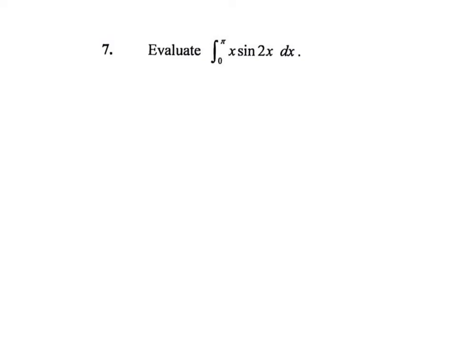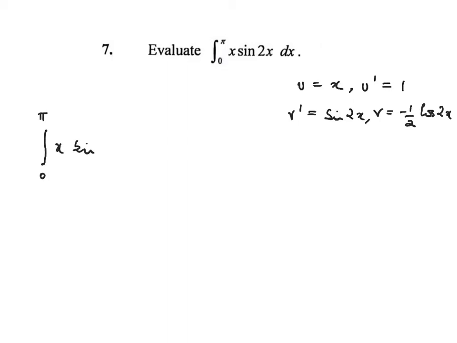Integration by parts. u equals x, u dash equals 1, v dash equals sine 2x, and v equals minus 1 over 2 cos 2x. So the integral from 0 to pi of x sine 2x dx equals uv.